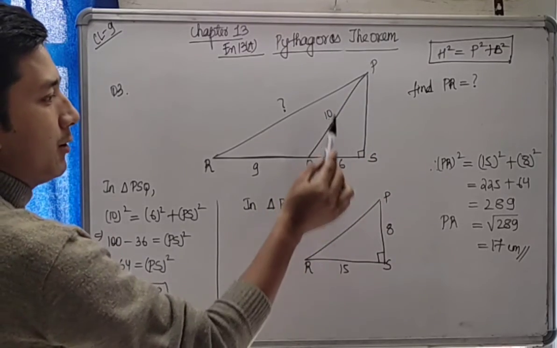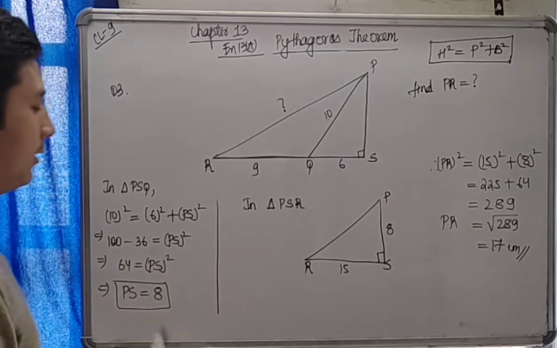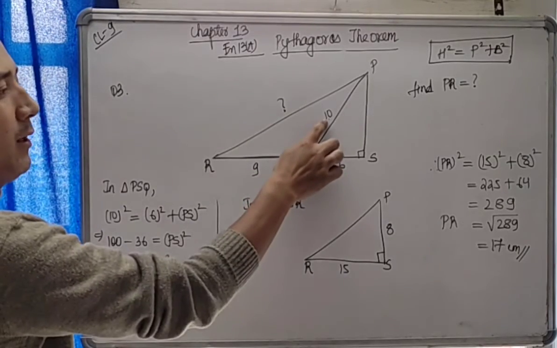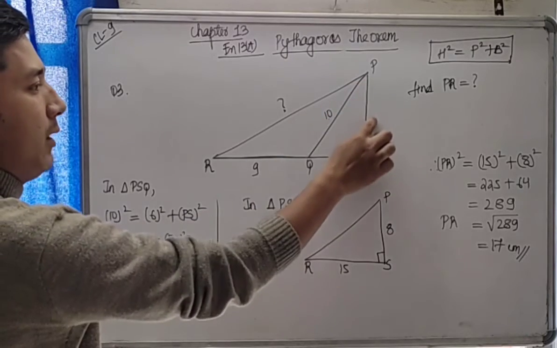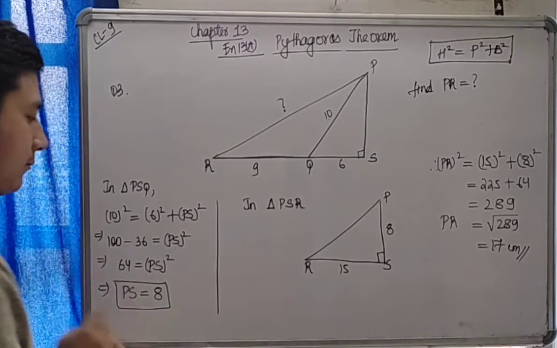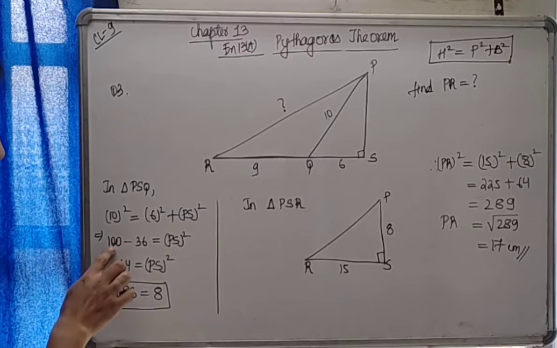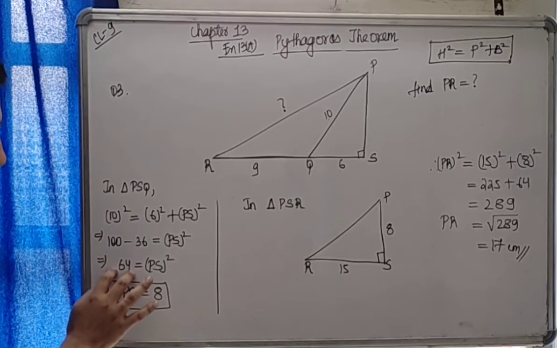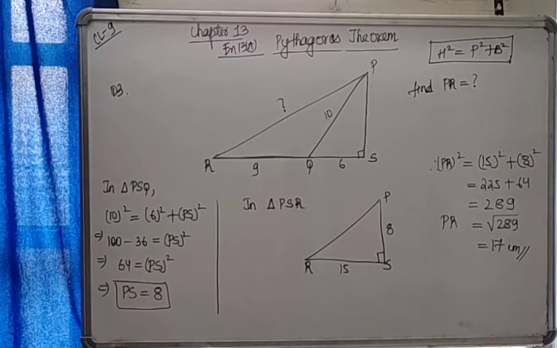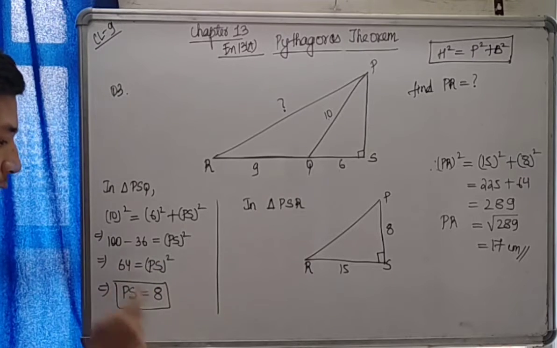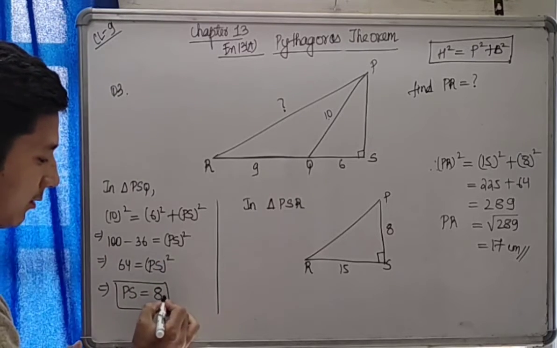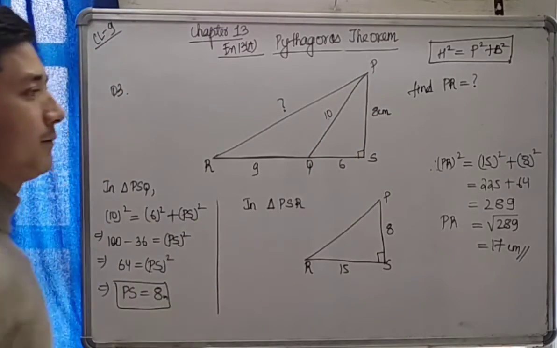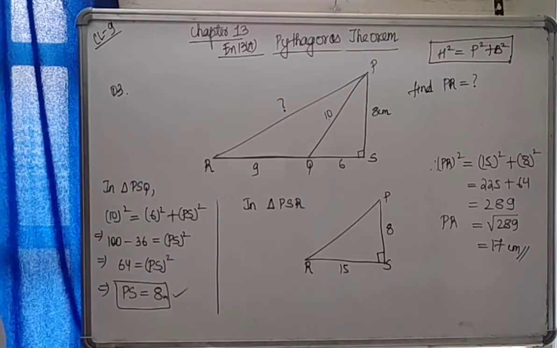This is the hypotenuse, this is the base, this is the perpendicular. So by Pythagoras theorem, I can write 10 squared is equal to PS squared plus 6 squared. 10 squared is 100, bring 6 squared to this side, minus 36, 100 minus 36 is 64. 64 is a perfect square number, so hence PS is equal to 8 centimeters. So what is the length of PS? PS is 8 centimeters. I hope till here everyone is clear.